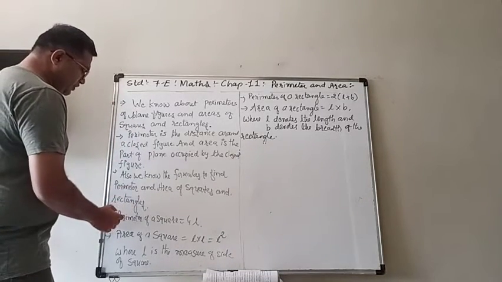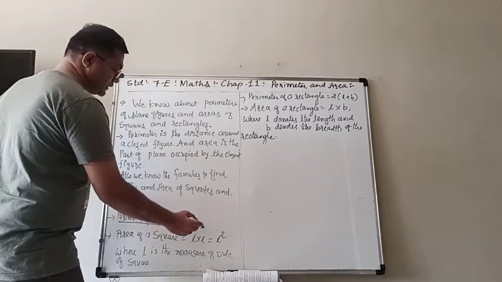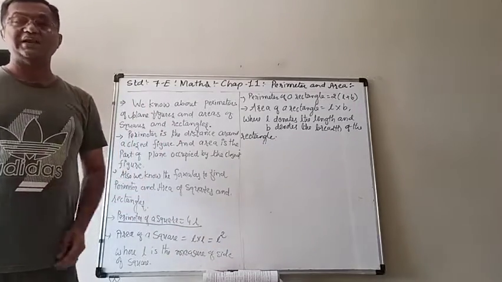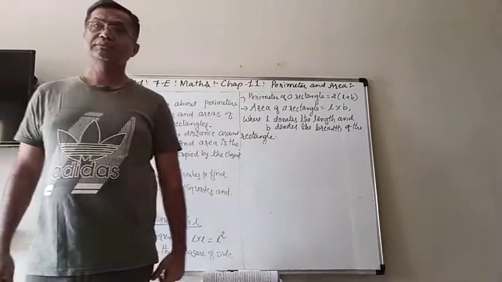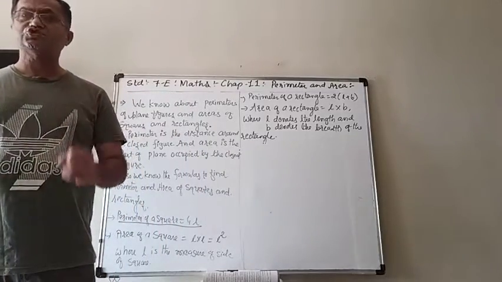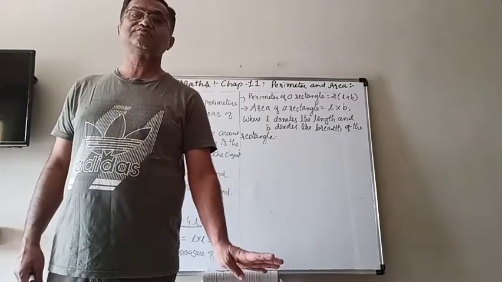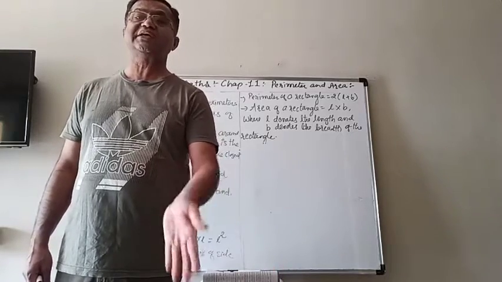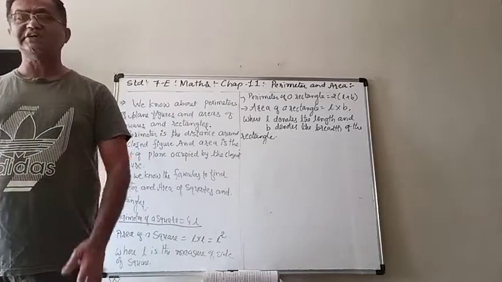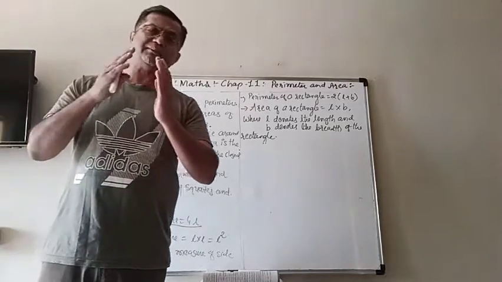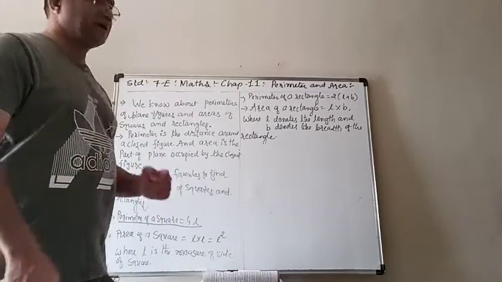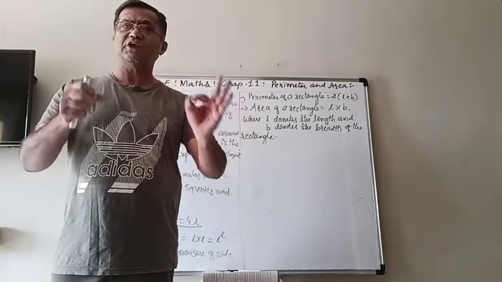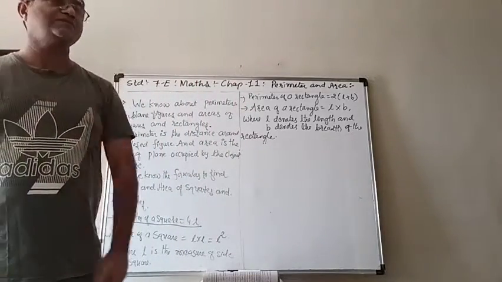First, the perimeter of a square. The perimeter of a square is given by the formula 4 times L, or 4L, because we know that a square has 4 equal sides. Perimeter is length plus length plus length plus length. All 4 sides are equal. So if you take the variable L for the length, we get the simple formula for the perimeter of a square: perimeter of a square is equal to 4L.